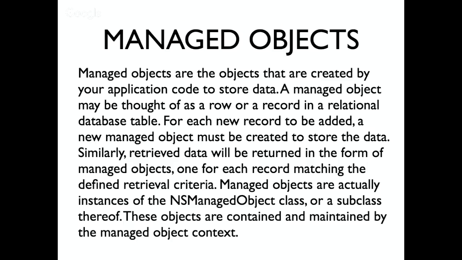Managed objects are created in your application to store data. A managed object may be thought of as a row or record, like I drew up on the board, in a relational table. A relational table generally refers to some type of key field. In this case, the key field on this table is the auto increment field. It's unique, regardless of what's over here. This is always going to be unique.